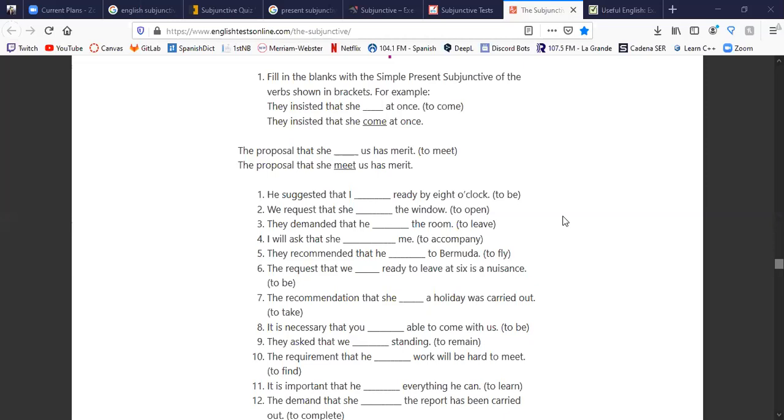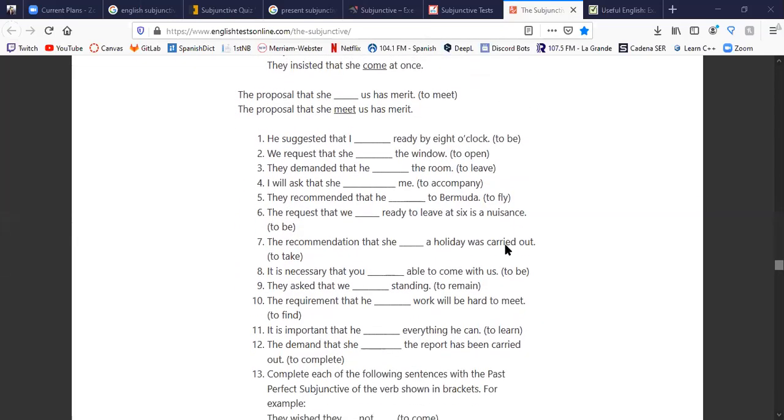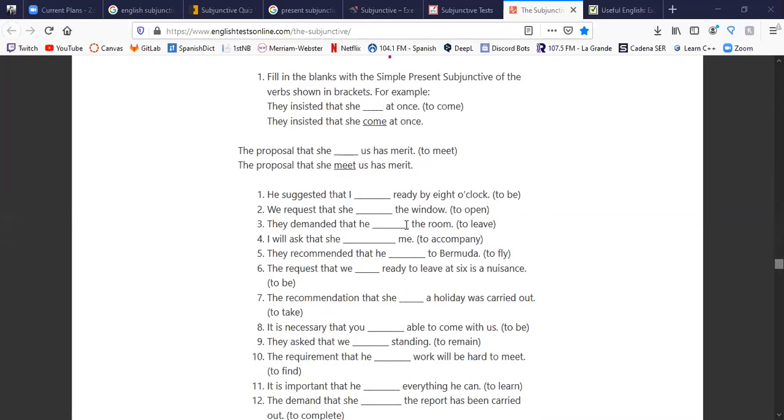Okay, someone else said something. Actually, I only add the S when the sentence is a directive or an order or some fact. You add the S when it's a fact. You take it out when it's a directive or an order. So that's something to keep in mind. And the last one would be: the demand that she blank the report has been carried out. So in that case, yeah, complete. Yeah, there you go. Subjunctive is just very easy.